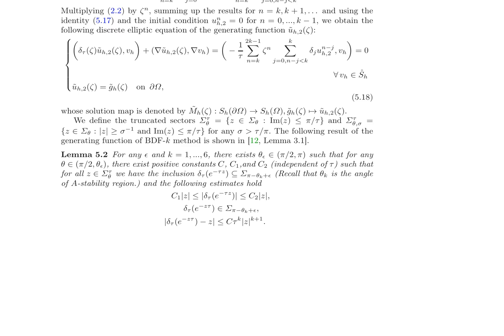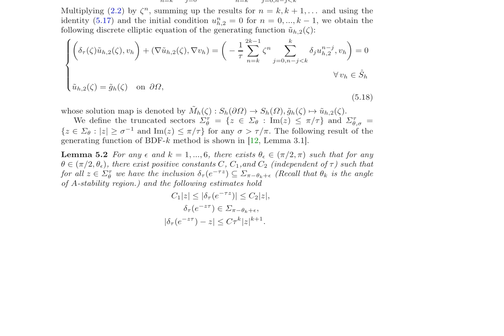The authors recall lemma 5.2, which provides estimates for the generating function of the BDF-k method. Specifically, for any epsilon and k equals 1 to 6, there exists theta in (pi/2, pi) such that for any theta in (pi/2, theta_k), there exist positive constants c, c1, and c2, independent of tau, such that for all z in S_theta, the estimate c1|z| is less than or equal to |delta_tau(e^(-z tau))|, which is less than or equal to c2|z|, delta_tau(e^(-z tau)) is in S_(pi minus theta_k plus epsilon), and |delta_tau(e^(-z tau)) minus z| is less than or equal to c tau^k |z|^(k plus 1) hold.